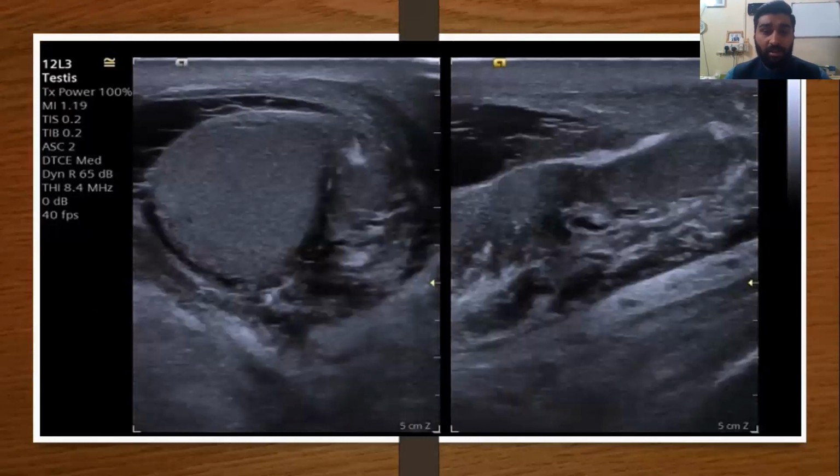Similarly, in this image on the left, you can see the epididymis is enlarged and swollen. The image on the right, you can see the epididymis that is enlarged in size, and when we put color Doppler on it, we can have a hyperemic flow, increased blood flow throughout the epididymal parenchyma.